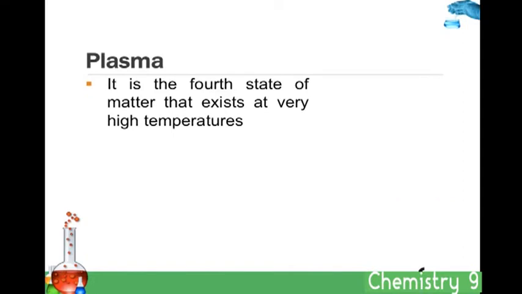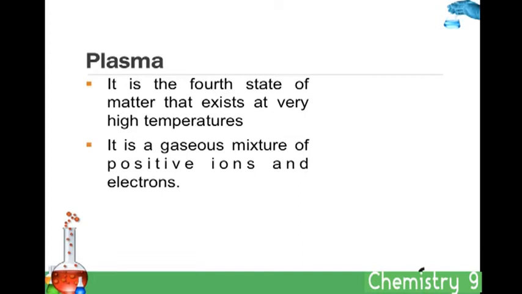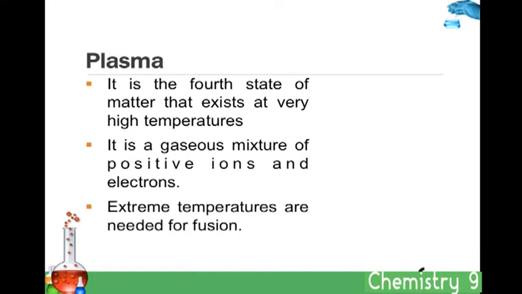Plasma is the fourth state of matter, and it exists at high temperatures. It is a gaseous mixture of positive ions and electrons. Extreme temperatures are needed for fusion, for example.